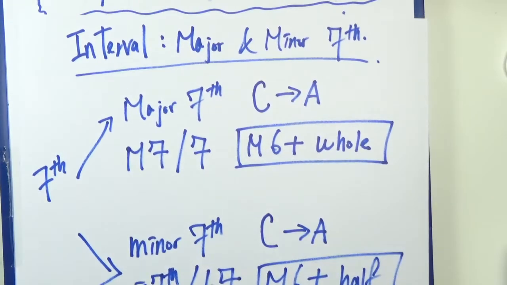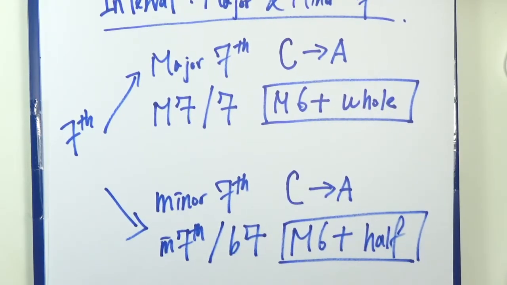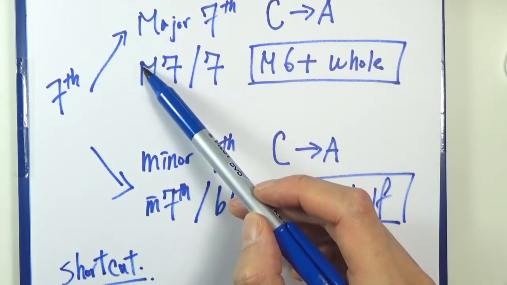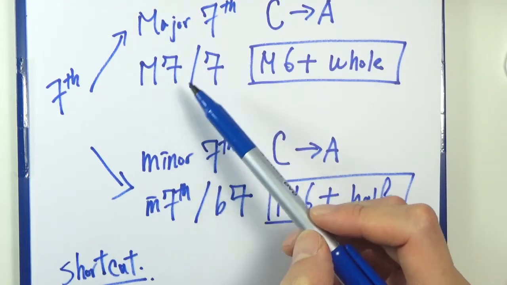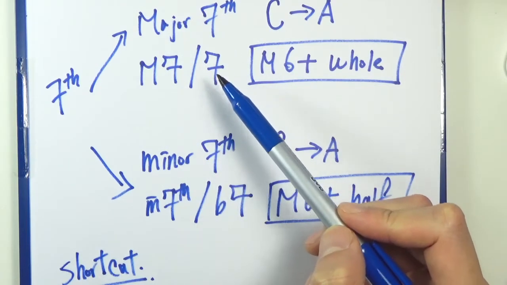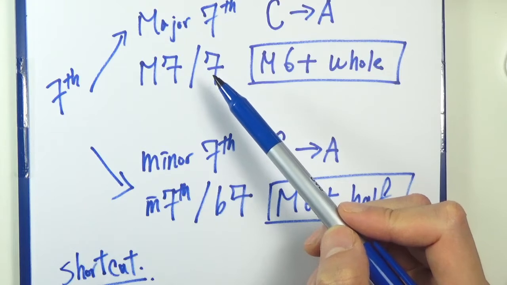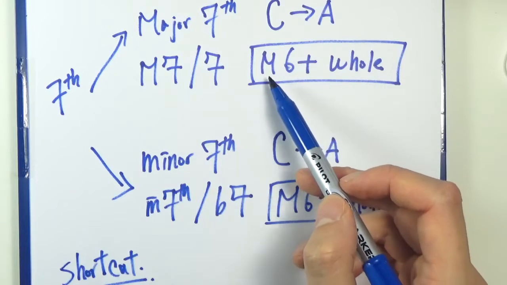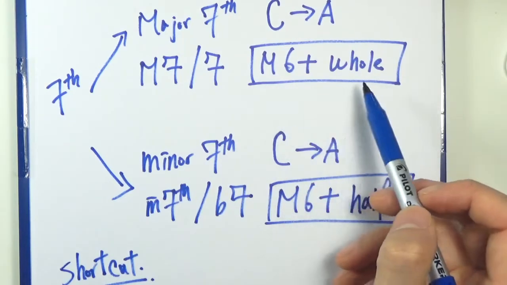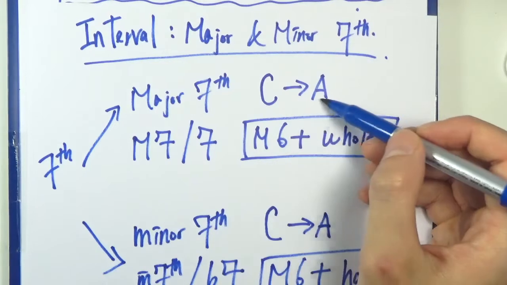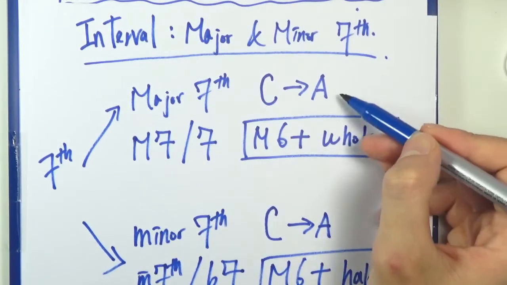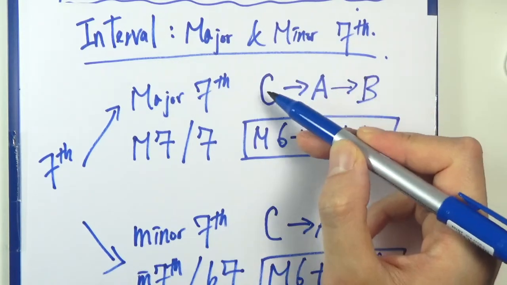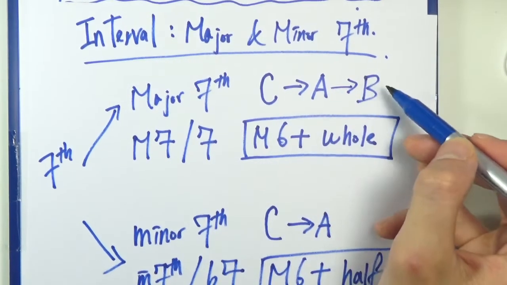Major and minor sevenths. There are two types that we'll look at. First of all, major seventh. Notation-wise, you can put down an uppercase M and then a 7, or just a 7. From now on, the number 7 specifically refers to the major seventh interval. Definition-wise, it's a major 6 plus a whole step. For example, C to A is your major 6. Go another whole step up, B, and B would be the major 7th of C.